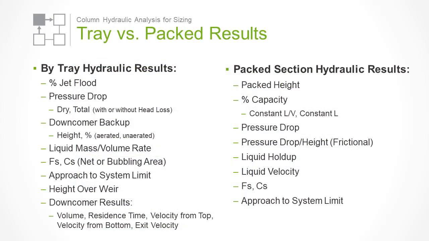In the tray hydraulic results, column analysis reports percent jet flood, pressure drop, downcomer backup, liquid mass flow rate or liquid volume flow rate, FS factor and CS factor, approach to system limit, height over weir and assorted downcomer results. While for packed type, hydraulic results include packed height, percent capacity, pressure drop per unit height, frictional pressure drop, liquid holdup, liquid velocity, FS factor, and CS factor, and approach to system limit.